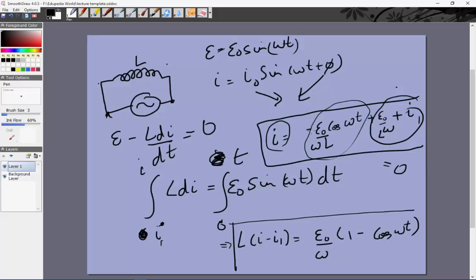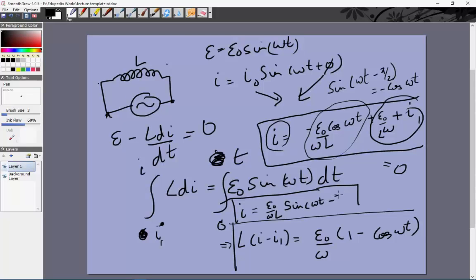Right. Also, we'll have minus cos omega t. What can we write minus cos omega t as? We know sine of omega t minus pi by 2 is equal to minus cos omega t. Right. So minus cos omega t can be written as sine omega t minus pi by 2. So the final result we get, I'll write it here, is I is equal to E naught by omega L sine of omega t minus pi by 2. That is equal to this, where I naught is equal to E naught by omega L and phase difference is equal to minus pi by 2.